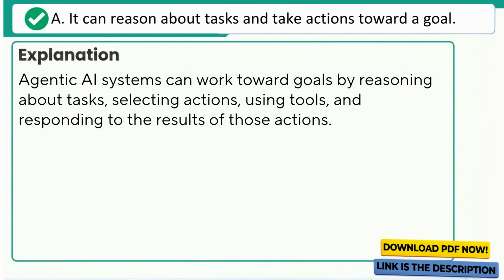Correct answer. A. It can reason about tasks and take actions toward a goal. Explanation. Agentic AI systems can work toward goals by reasoning about tasks, selecting actions, using tools, and responding to the results of those actions.